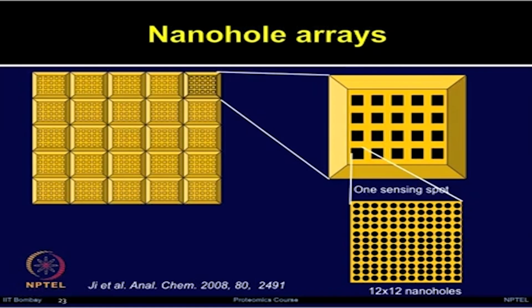Now, one sensing spot of the nano hole array is around 150 nanometers, that is the diameter of one spot, and now one sensing spot is again expanded and you can see there is a 12 by 12 matrix of nano holes. The periodicity of each nano hole is in the nanometer range depending on the transmission light intensity.